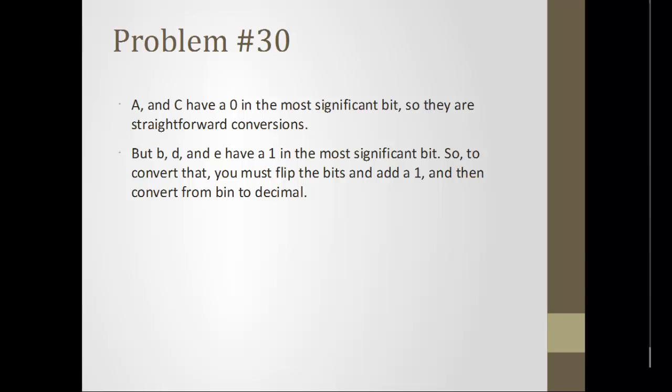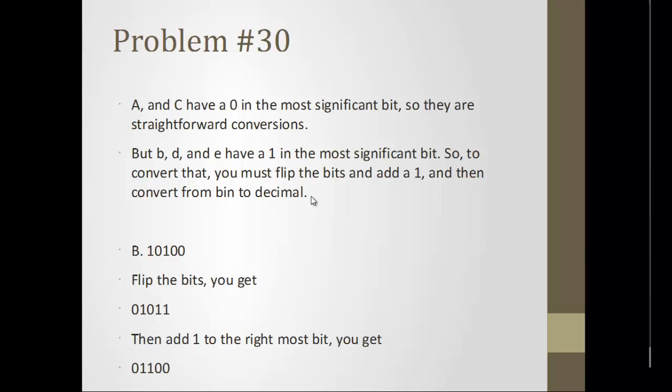You must first flip the bits. So if it's a 0, it becomes a 1. If it's a 1, it becomes a 0. Then you add a 1 to the rightmost bit. Then you convert from binary to decimal and add a negative sign to it. So here's the first problem, 10100. The first step is to flip the bits. You get 01011. Notice they're just the opposite. Then you add a 1 to the rightmost bit. And if you do your actual binary addition, add a 1 to the rightmost bit, you get 01100. If you take that, its binary equivalent is 12, but since the most significant bit is a 1, you get minus 12.